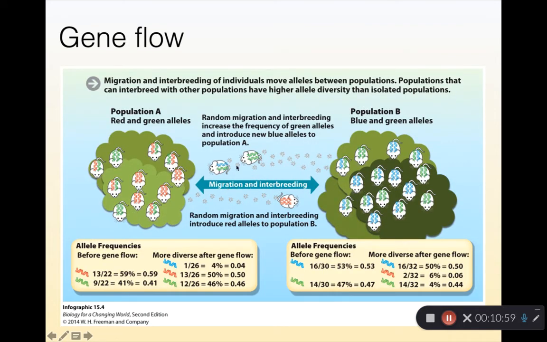And again, we're going to look back at our example of these mice. And this is just showing random gene flow between two populations. So you can see that some population from these blue and green alleles, again, we don't have a very diverse population. And as migration and interbreeding happens between these populations, we start to get gene flow and a more diverse population. So gene flow is, in this case, increasing the amount of genetic variation within our populations.